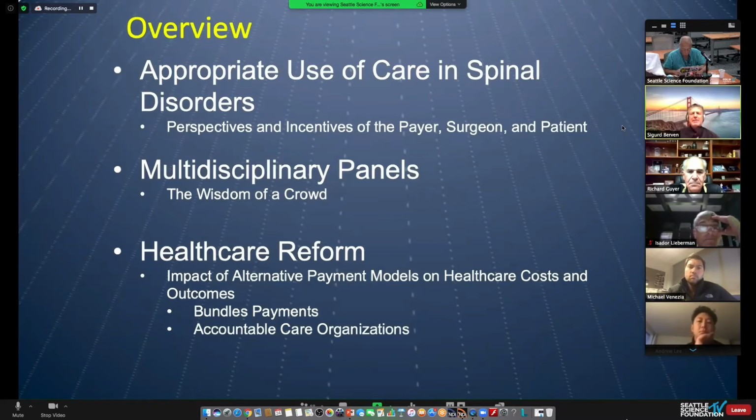We'll talk about multidisciplinary panels. And again, this has to do with perspective and the observation that if we involve primary care physicians and anesthesiologists in decision-making, there may be significant differences in our perspective on appropriateness of surgery and on rates of utilization of surgery. And finally, healthcare reform is how do alternative payment models actually affect providing care in terms of quality? And we've got two articles that address that, both an article looking at experience with bundle payments by Brooke Martin and an article looking at, within the context of an accountable care organization, how does that affect providing spine care?